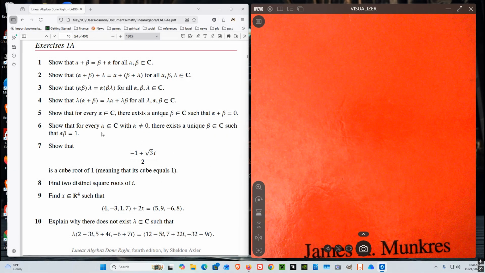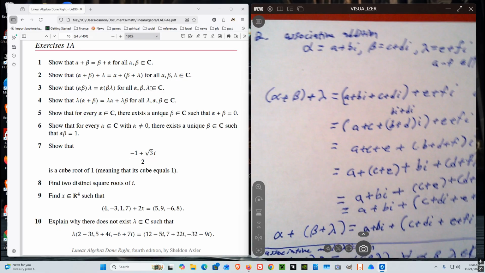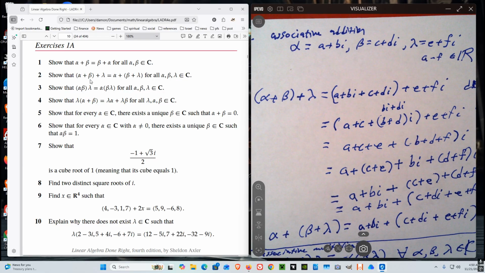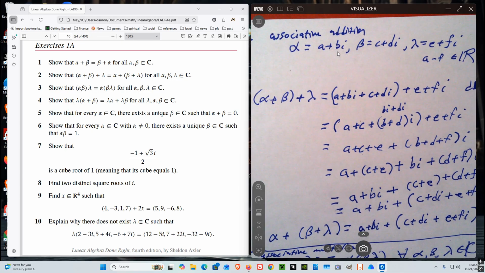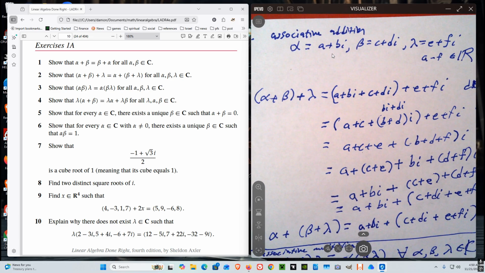Welcome back. I think last time I wasn't sure if I did associativity of addition. So let's see. The method is always, when they have alpha, beta, and lambda, to use the definition of a complex number, that its form is a plus bi.